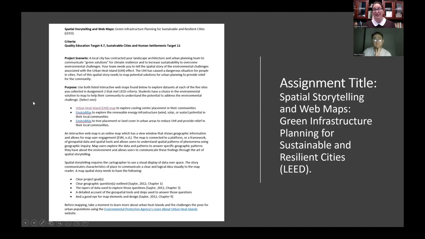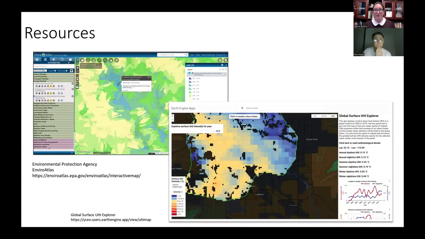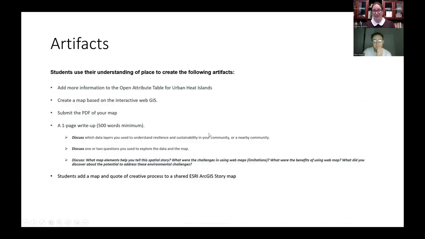The project scenario is that a local city has contracted you to tackle these green solutions for your community based on that high heat. I just wanted to show everyone the EnviroAtlas and the Earth Engine application map. You had to write a one-page write-up and a map, so you created your map and then wrote your information up.